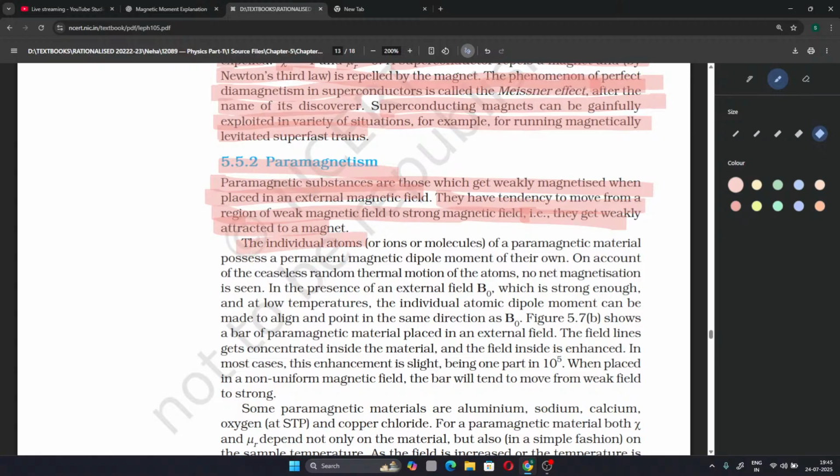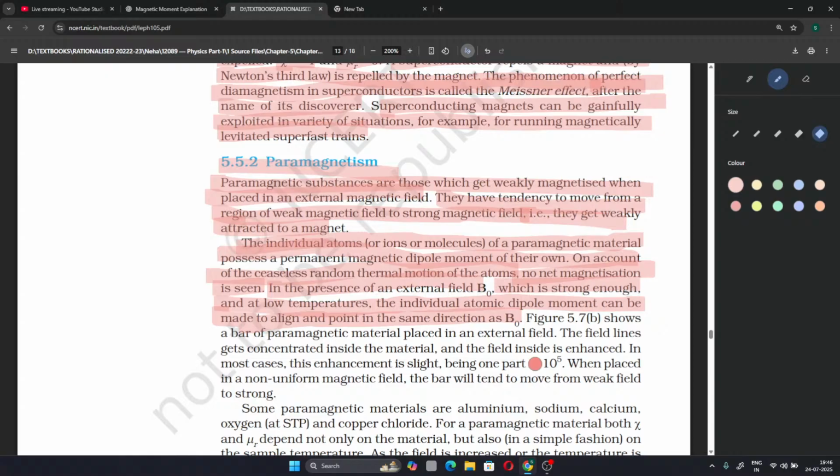The individual atoms or ions or molecules of a paramagnetic material possess a permanent magnetic dipole moment of their own. On account of the ceaseless random thermal motion of the atoms, no net magnetization is seen. In the presence of an external field B naught, which is strong enough, and at low temperatures, the individual atomic dipole moments can be made to align and point in the same direction as B naught.